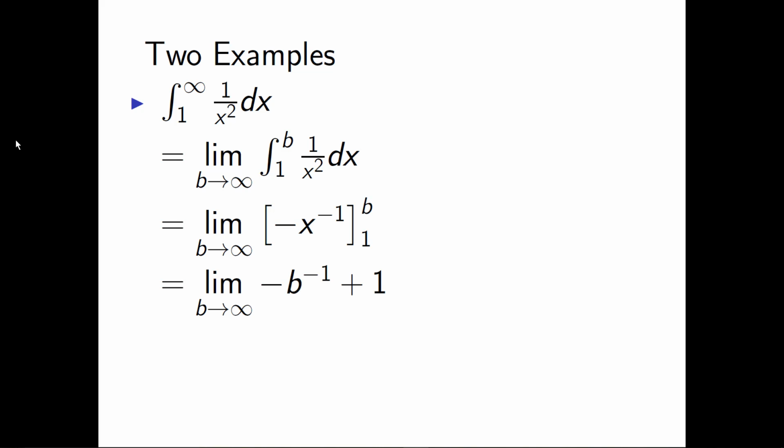We plug in the b, we plug in the 1. And at this point, we can now take this limit. Now notice we have the b to the negative 1 as b approaches infinity, and that's just going to go to 0. So we get 0 plus 1, which is 1. And since that limit exists and is finite, we get that the integral is convergent, it converges.